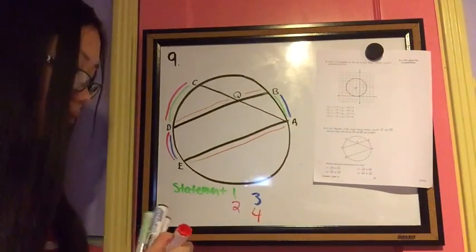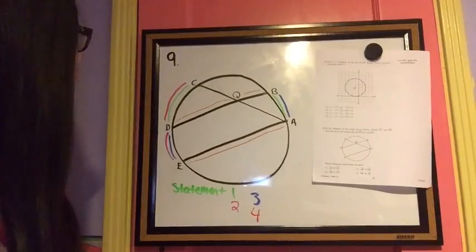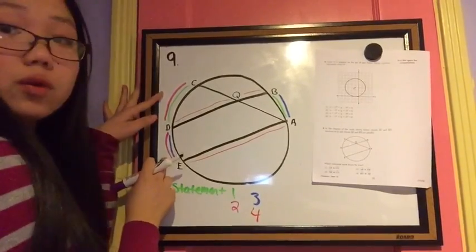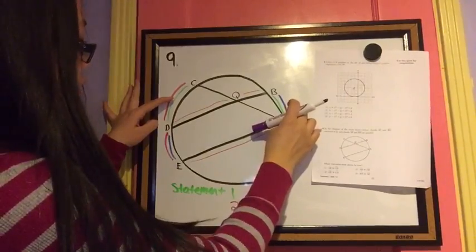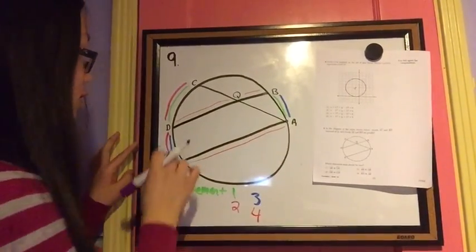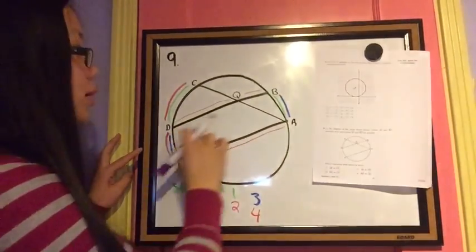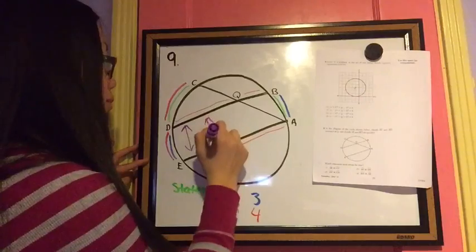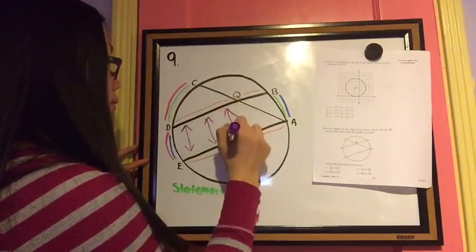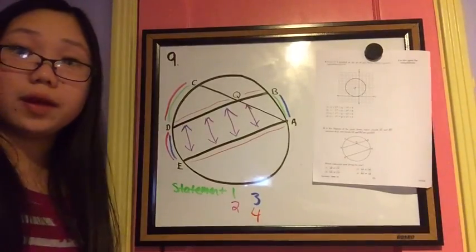Okay. So the question is, which one of these can we prove true? We cannot prove these two are equal, and we can't prove that these two are equal either. But we can prove that DE is equal to BA, because since these lines are parallel, that means they have the exact same space in between them. That's what parallel lines are.